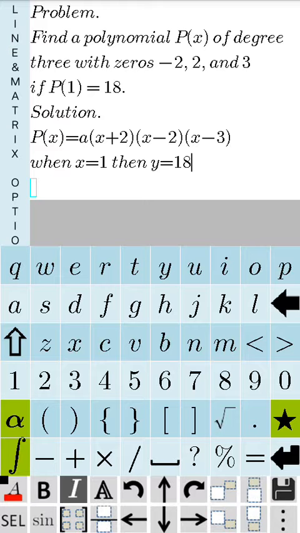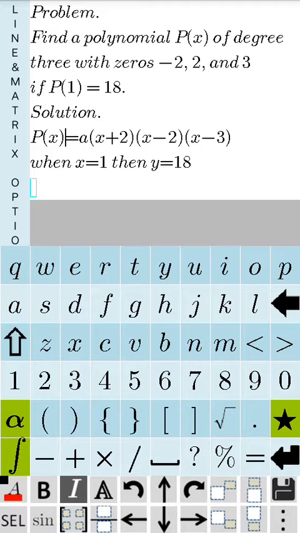And so from that, we have this factored form. And so the first thing that you think is, yeah, that's a factored form, right? The root -2 would correspond to x plus 2. The root 2 would correspond to x minus 2, and 3 would correspond to x minus 3. But then we don't really know the leading coefficient.